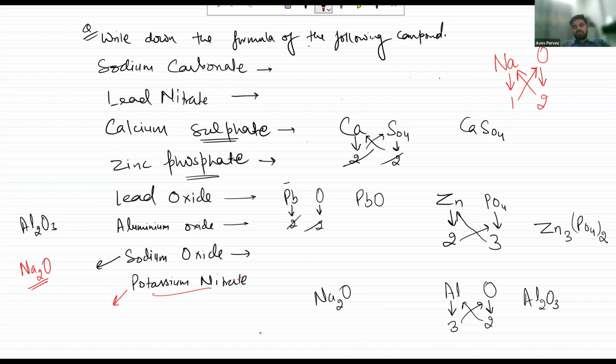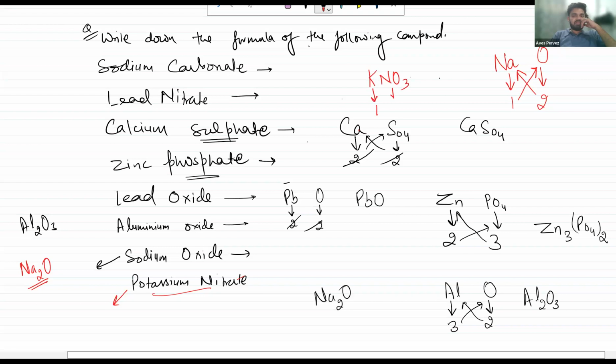Tell me the formula for potassium nitrate. So KNO3. KNO3, yes. Because potassium is going to have a charge of 1 and nitrate is also going to have 1. So when they are the same, it will be potassium nitrate. Okay. Understood?